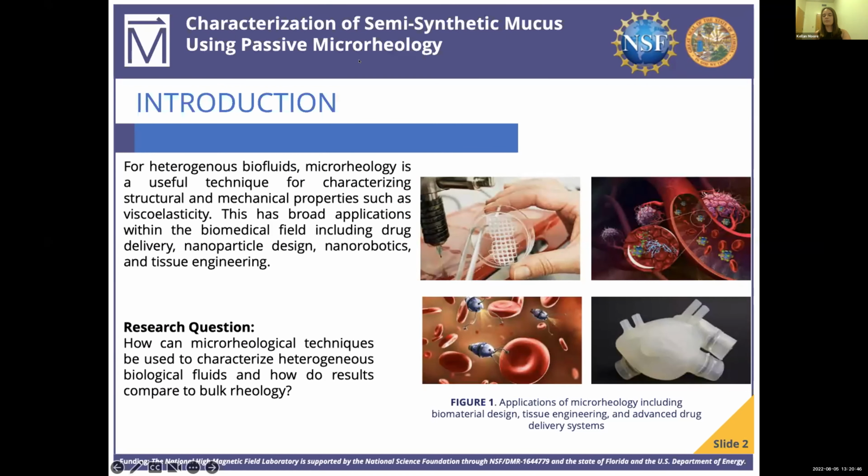This summer, I worked with mucus samples. The research question that I was investigating was how can microRheological techniques be used to characterize complex biological fluids, such as mucus, as well as how do those results compare to one another and to bulk rheology performed with larger sample sizes.